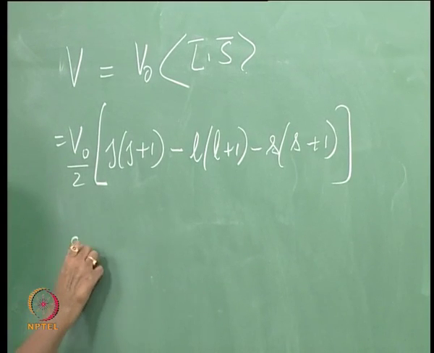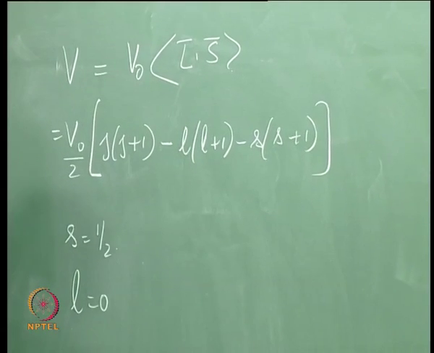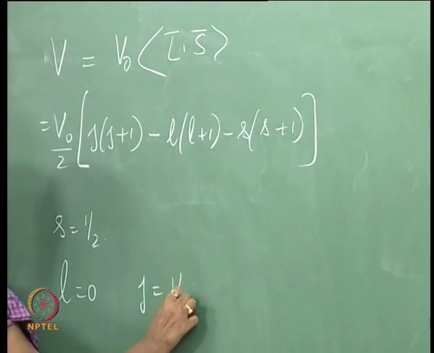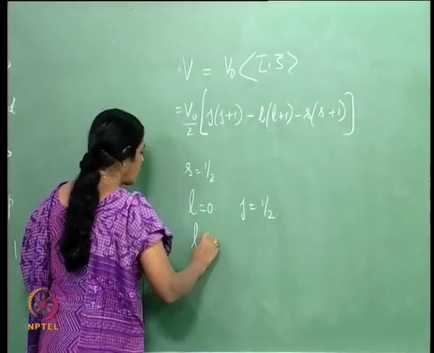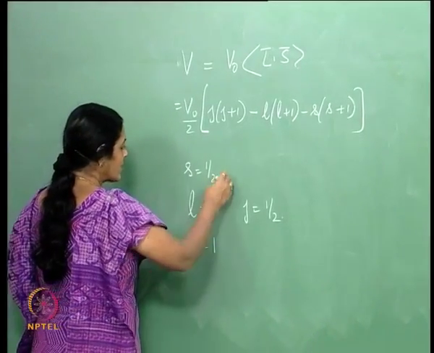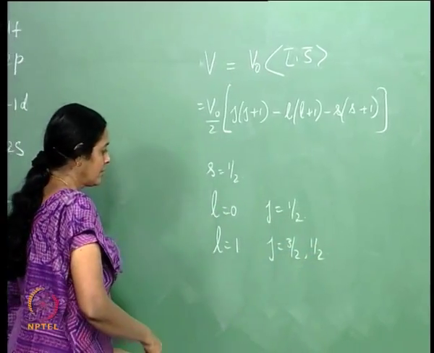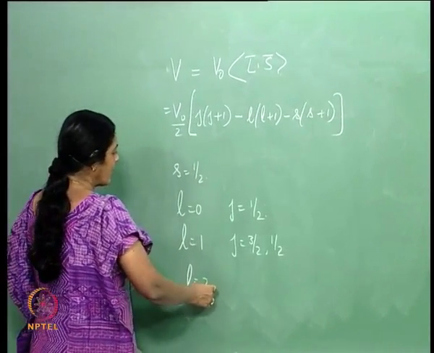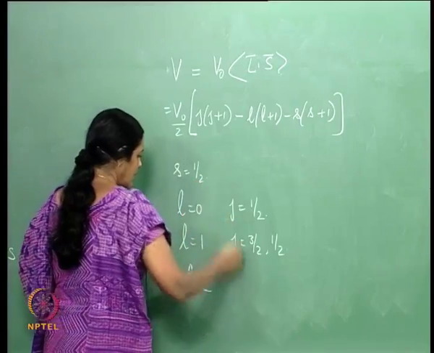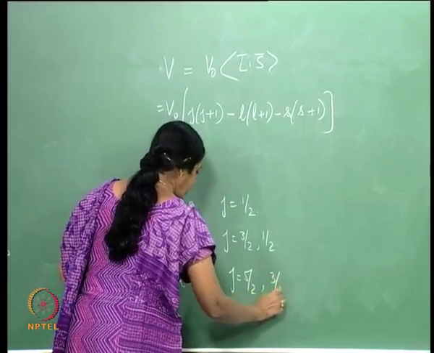Now the spin of the particle is always half. Let's start with L is equal to 0, the ground state. If L is equal to 0, J just takes the value half. If L is equal to 1, J takes the value 3 by 2 and half. If L takes the value 2, J takes the value 2 plus half and 2 minus half, and so on.